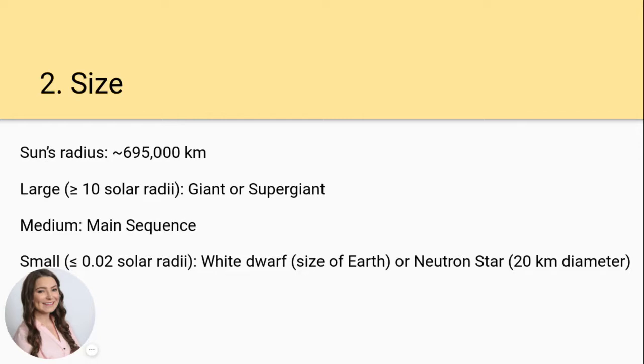Next, stars can vary in size. Stars are measured by comparing their radius to the sun. The sun's radius is about 695,000 kilometers. Giants and supergiants are greater than 10 times the size of the sun. Main sequence stars are around the size of the sun, between 10 and 0.01 solar radii, and the smallest stars are white dwarfs and neutron stars, which are less than 0.01 solar radii.